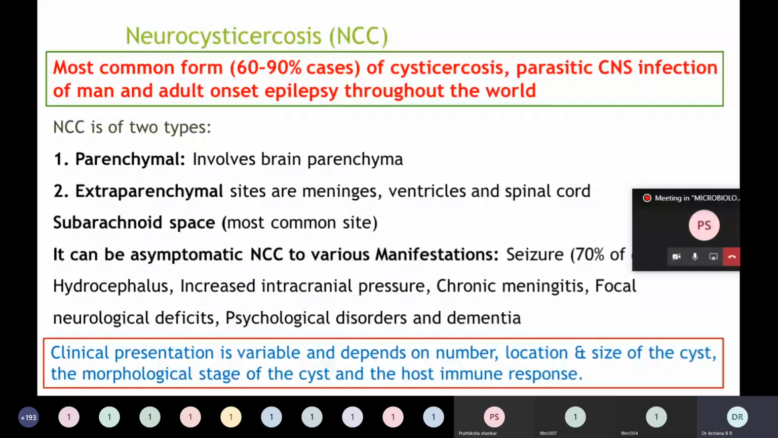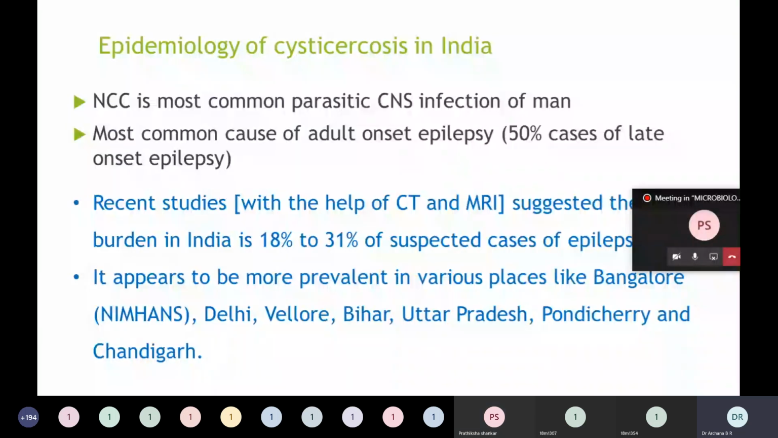Clinical presentation is variable and depends on the number of cysts, location and size of the cyst, morphological stage of the cyst, and also post-immune response. Coming to the epidemiology of cysticercosis in India, it is the most common parasitic CNS infection of man, and it is one of the most common causes of adult onset epilepsy.